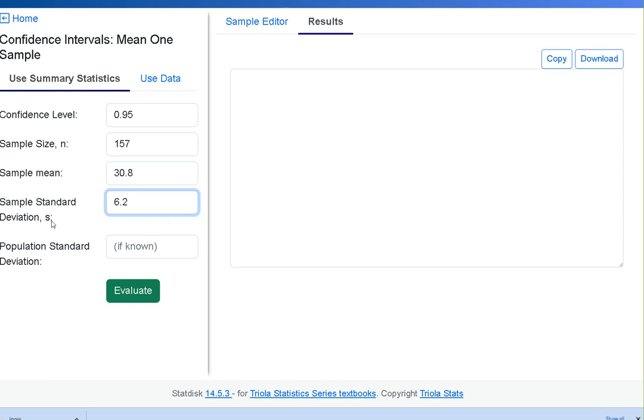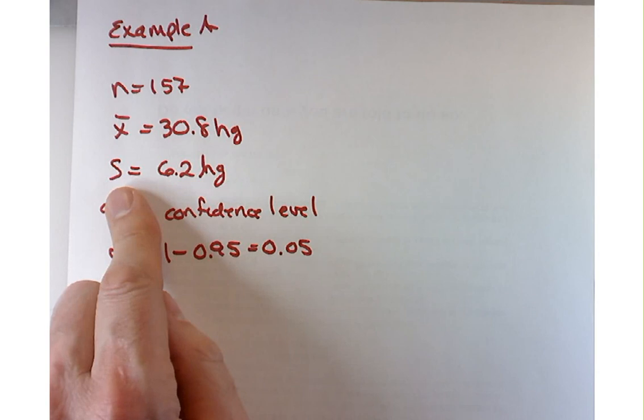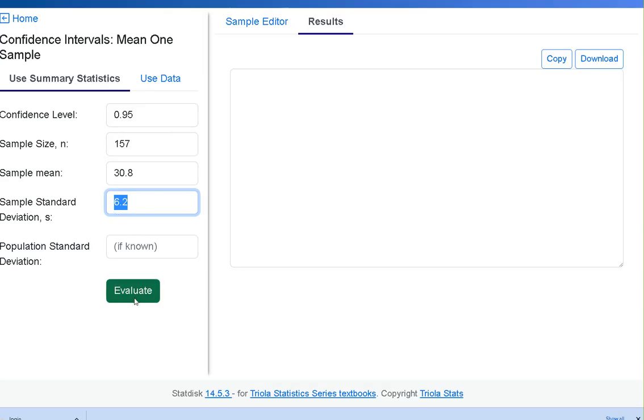Now I put that in for S. Should I have put it in for sigma? No. Well, 6.2 is the standard deviation, but how come I'm putting it in for S and not for sigma? Because it's for a sample and not a parameter. Excellent. Spot on. It's because 6.2 is for a sample. It's not a parameter. We don't know what the population standard deviation is, but we do know what the sample standard deviation was. So that's why we're putting it in here.